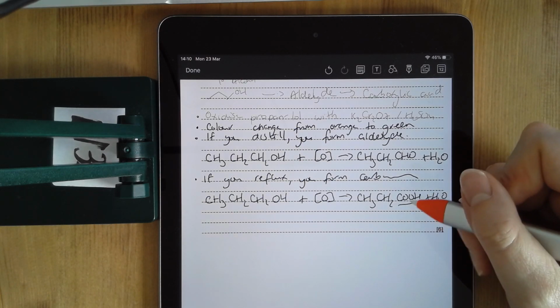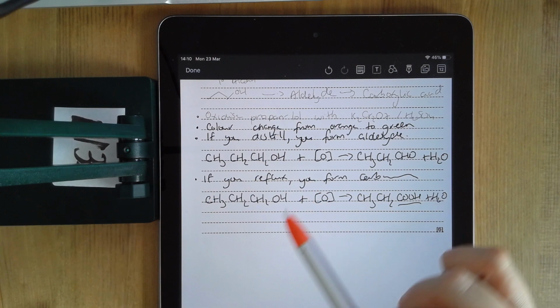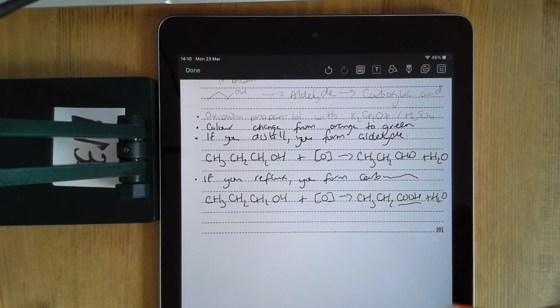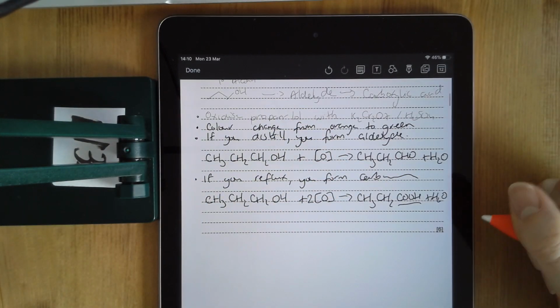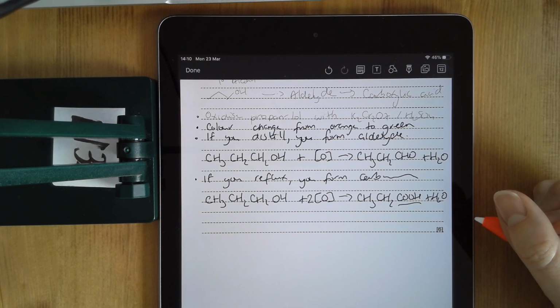And this time we actually need to go back and balance this one, because you can see I have got 2 oxygens on this side and I have got 3 on this side. So I need to put a 2 there so that I've written a balanced equation, okay?